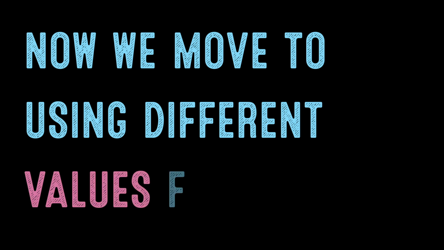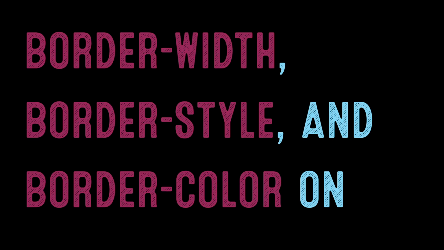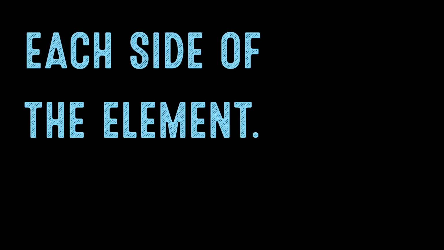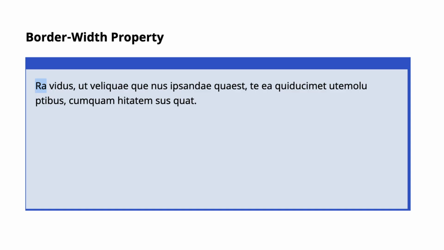Now we move to using different values for the border width, border style, and border color on each side of the element. We will look at the CSS code first. In this case, we are looking at different border widths all around our element with 20 pixels at the top, thick to the right, medium to the bottom, and thin to the left. Our border is solid, with the same blue color as previous. This is how it would look. Take note of how the default styles of thick, medium, and thin display.